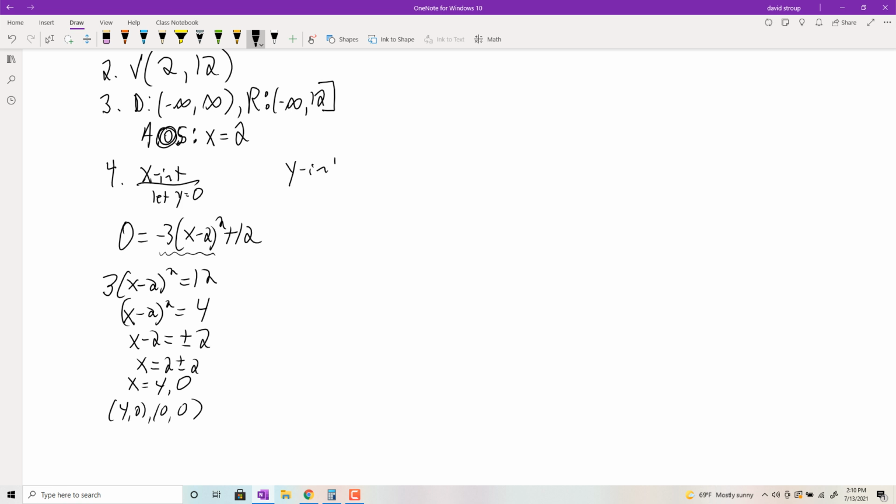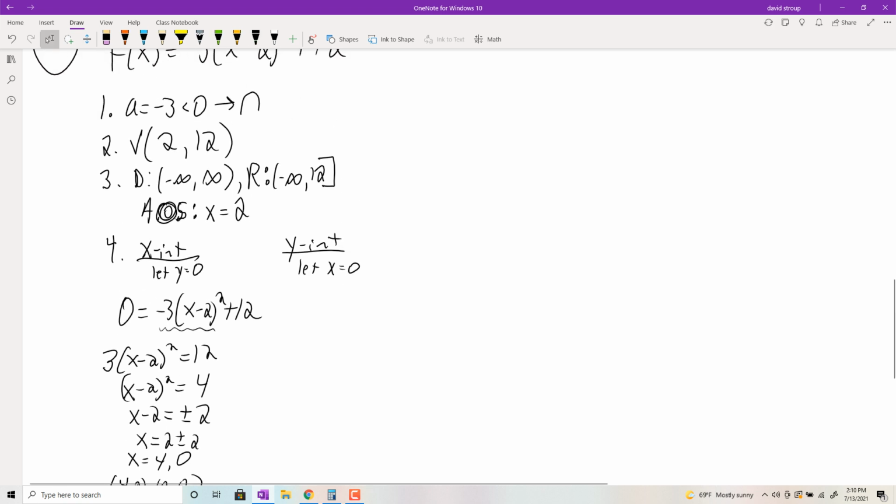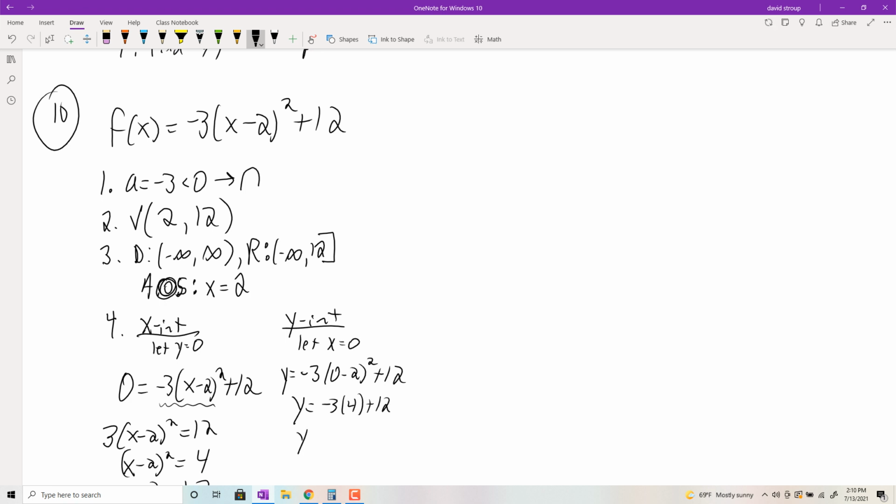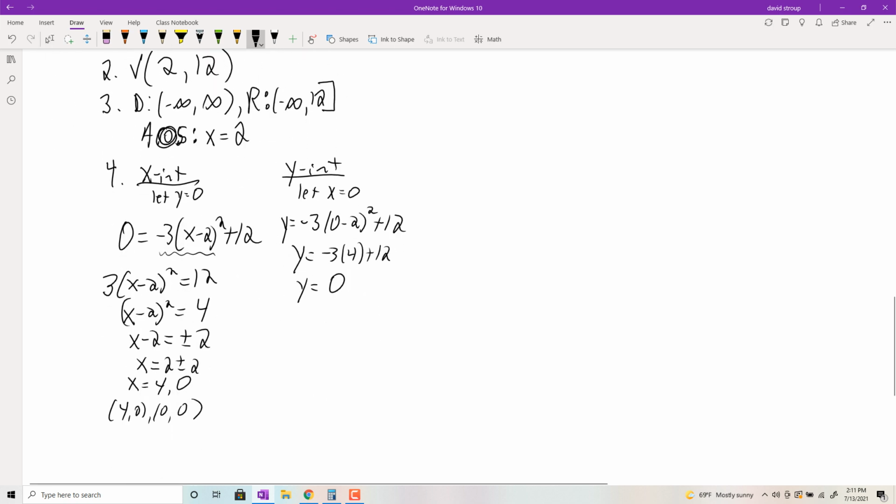For the y-intercept, you let x equal 0. Going back to the original expression, f of x equals, I'll just put y equals negative 3 times 0 minus 2 squared plus 12. So I'll have y equals negative 3 times negative 2 squared, which is 4, plus 12. So y equals negative 12 plus 12, which is 0. And so our y-intercept is 0, 0. Now we have all of our information and we can go ahead and graph it.